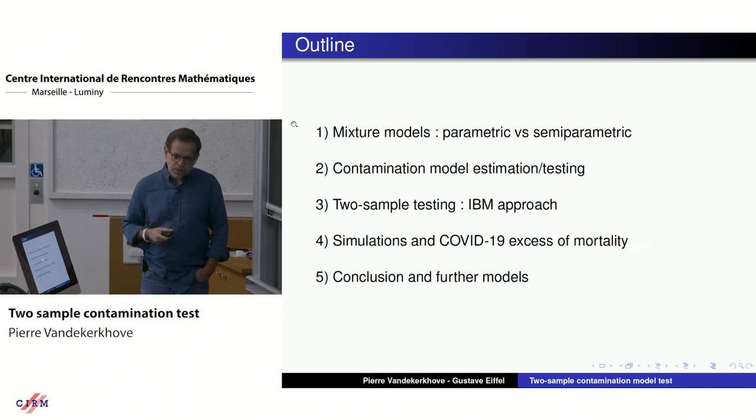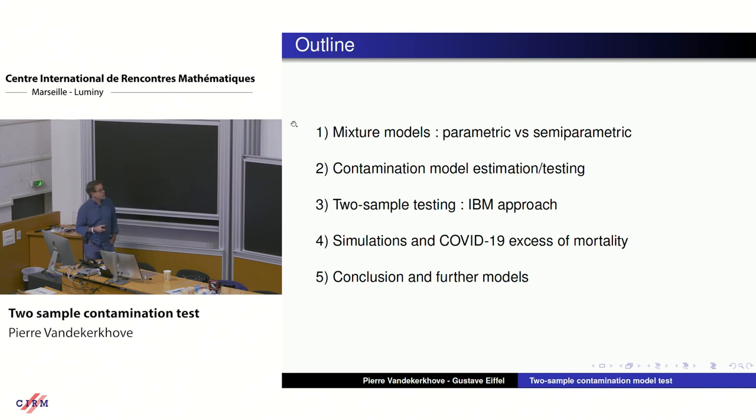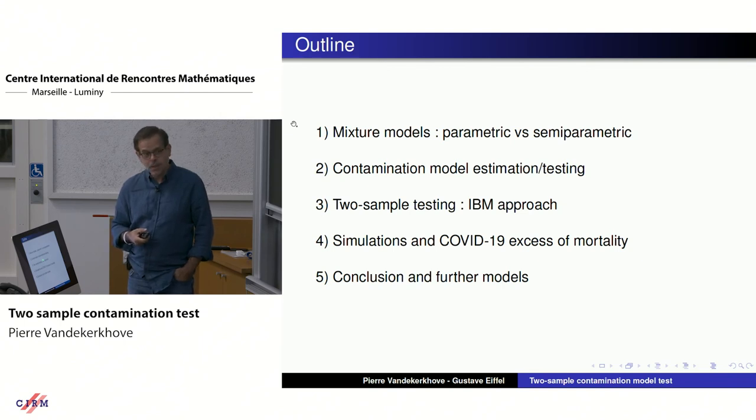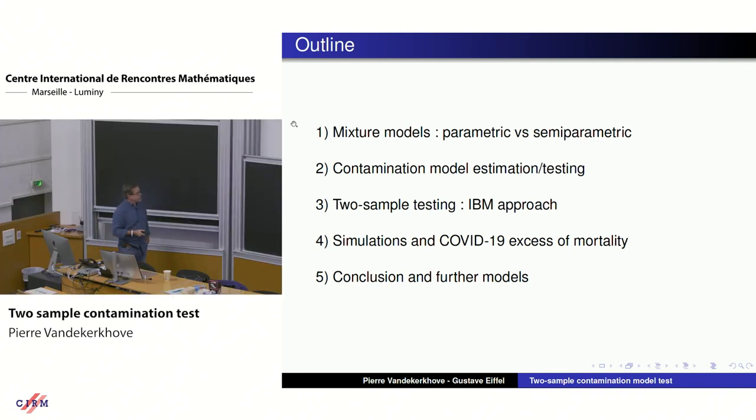into the heart of my presentation, which is a two-sample testing problem. I will show the so-called IBM approach, which stands for inversion best matching approach. In a fourth part, I will present some simulations and a nice application to the COVID-19 excess of mortality across a panel of European countries. And in the conclusion, I will point out the strengths of our approach, and I will explain how we can apply this IBM approach to further, more general models.